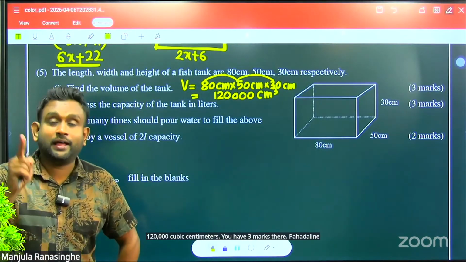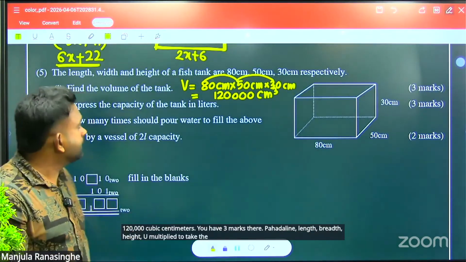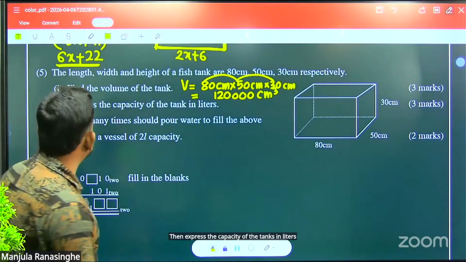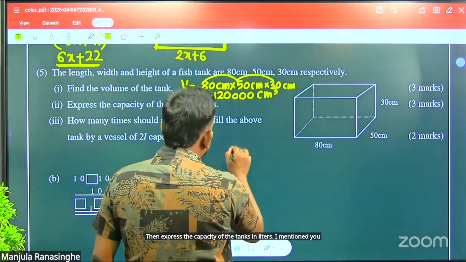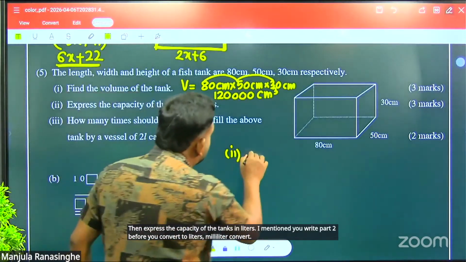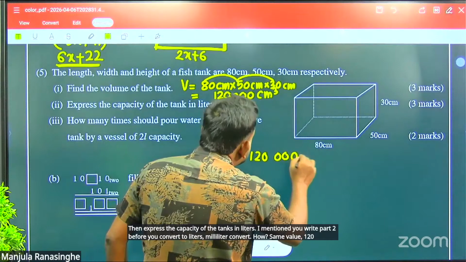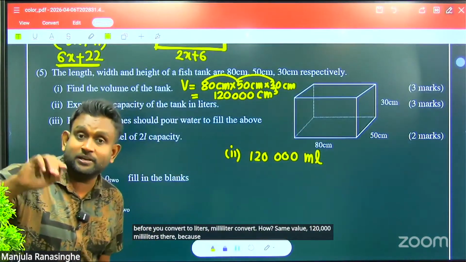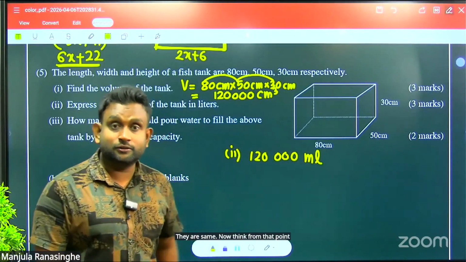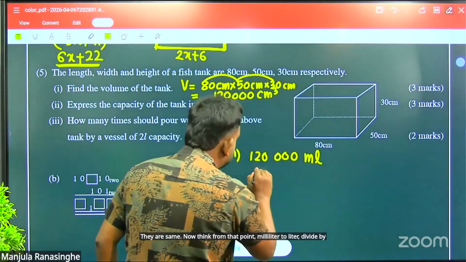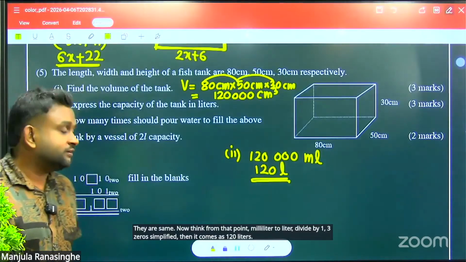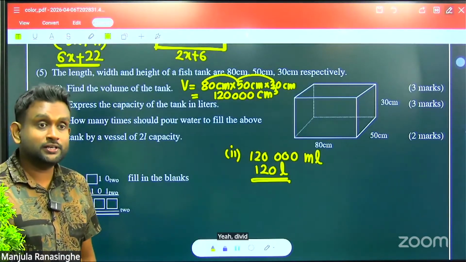It is clear, right? Length, breadth, height you multiply to take the volume. Then express the capacity of the tank in liters. Before you convert to liters, convert to milliliters. Same value, 120,000 milliliters, because cubic centimeter and milliliter are twins. They are the same. Now milliliter to liter, divide by 1,000, 3 zeros removed, then it comes as 120 liters.